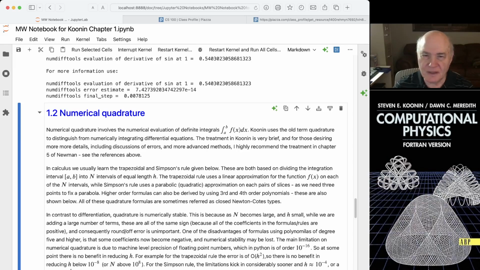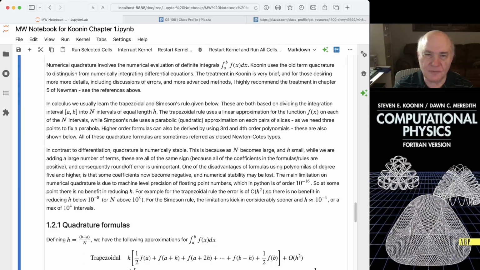So anyway, we need to calculate a definite integral, the integral from a to b of f of x dx. And in calculus, I think almost all calculus courses today, they teach the trapezoidal rule and Simpson's rule, which is given below and I'll get to in a second. And these methods are based on dividing the integral into n equal parts of length h. That's the key thing. They're all the same length. And so you can calculate h by (b minus a) over n.